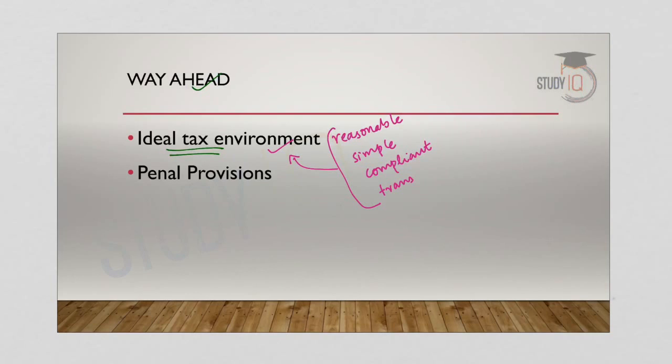Now, tax evasion occurs when the taxpayers are very well aware of the loopholes in the tax law. And under the GST regime, there are enough and more penal provisions in order to punish the evaders. So it all depends on the implementation of these penal provisions. This has to be made effective.